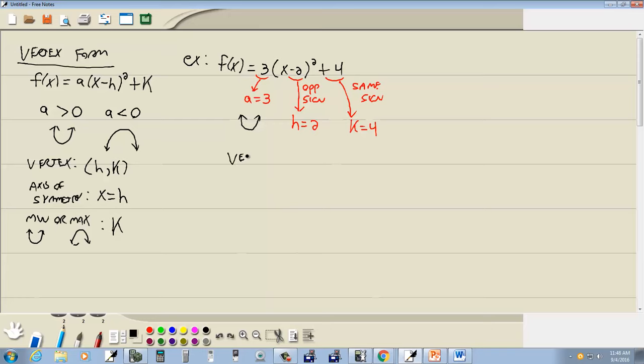Now our vertex. Our vertex is h, k, which was 2, 4. Now I'm just going off the formulas over here. Our axis of symmetry is x equals h. And so h was 2, so the axis of symmetry is x equals 2. Now our graph opens up. Since our graph opens up, that means we're going to have a min. And your min is equal to k, which was 4.